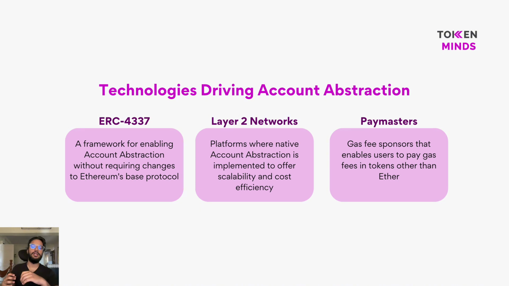So the technologies underlying account abstraction are, first, ERC 4337, which was the implementation co-authored by Vitalik to create account abstraction. Then there are layer 2 networks which have account abstraction natively built into their own chains. And then there are paymasters, which handle the gas fees. So let's first try to understand ERC 4337.